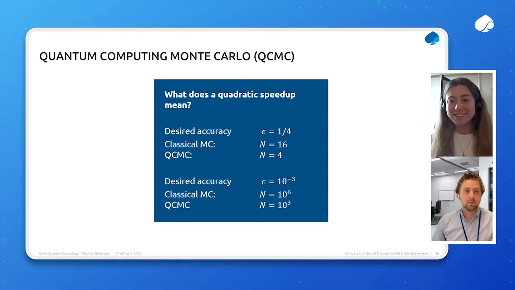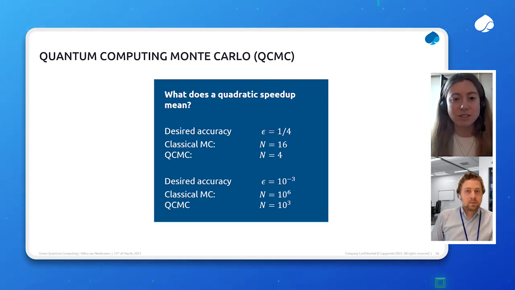This is not so life-changing, but if we look at more realistic levels of accuracy, for example, 10 to the minus 3. Classically, we would need 1 million iterations, whilst our quantum computing algorithm would only require about 1,000. So that is a huge advantage and a huge difference.